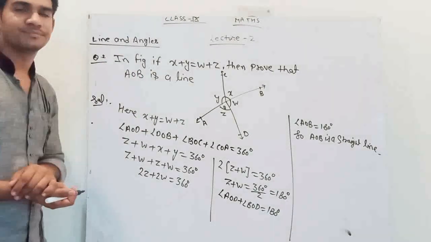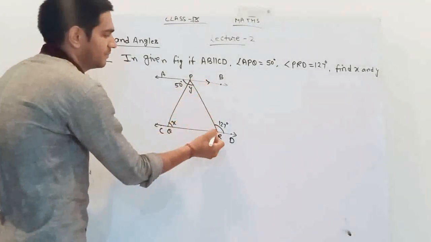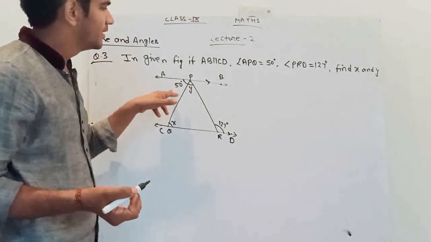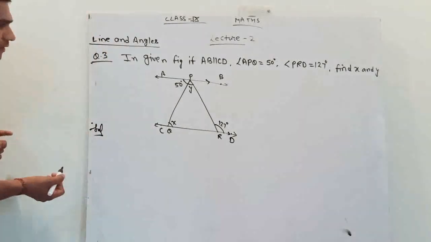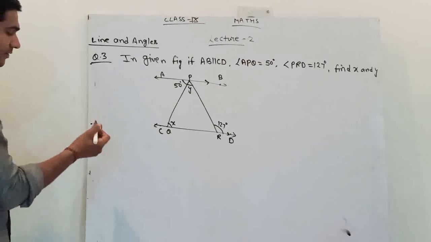Understand? The next question is: in the given figure, line AB is parallel to line CD. Angle APQ is 50 degrees. Angle PRD is 127 degrees. Then find the value of X. Okay. So how will we find the value of X here?